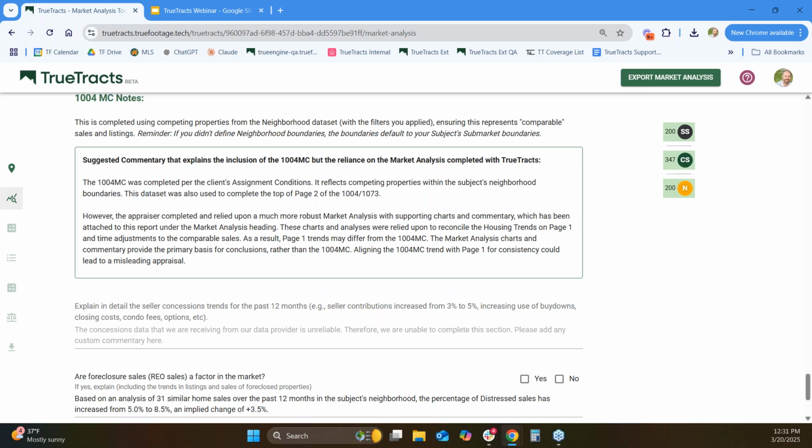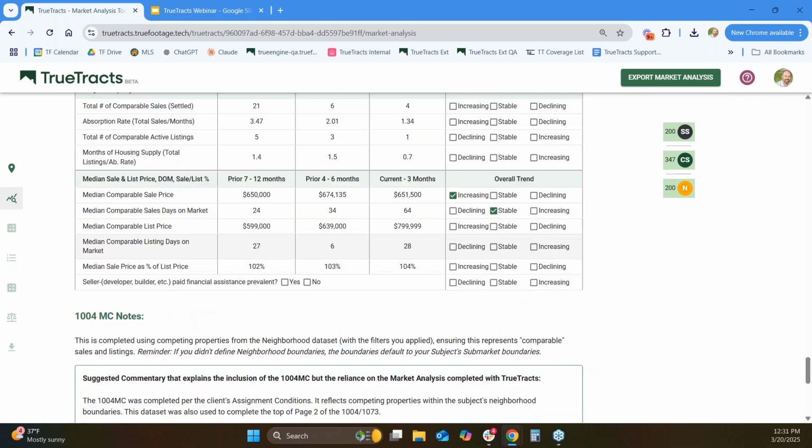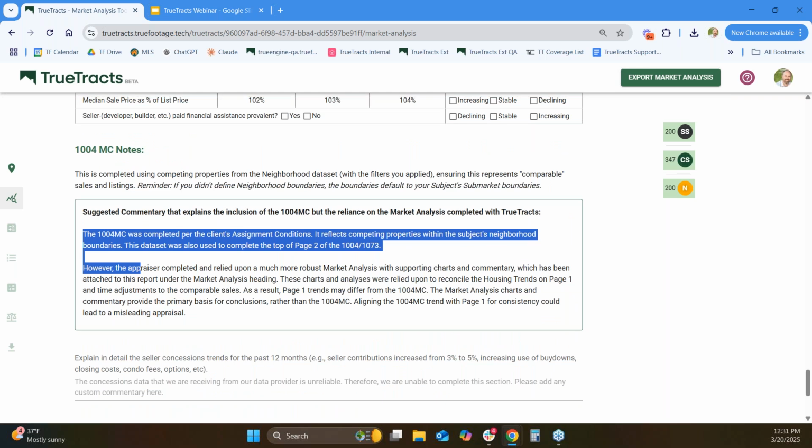1004MC is awful. We all know it. Fannie Mae, Freddie Mac, they retired that years ago. Unfortunately, some AMCs and lenders didn't get the memo. They still require it. If you have to do it, do it. Fill it out. This fills it out for you. Check the boxes you have to, but then use this commentary.